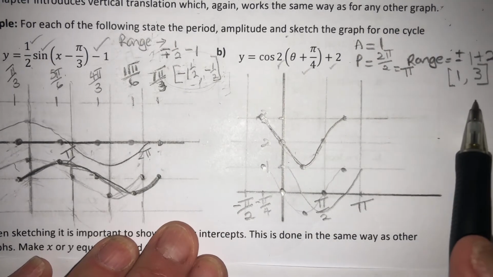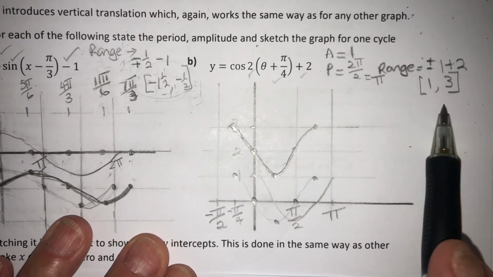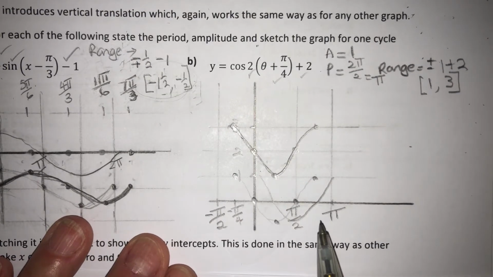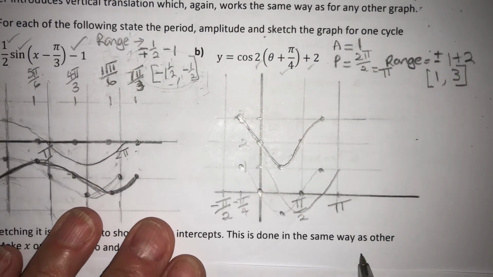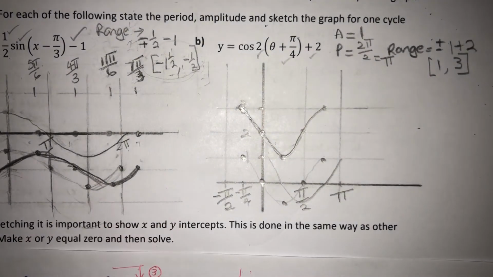Now let's just check what we said before. We said the range should be 1 to 3, and our range is 1 to 3. And we're pretty confident the rest is correct.